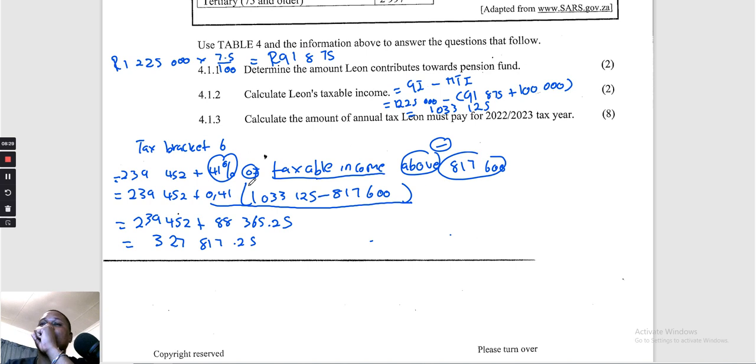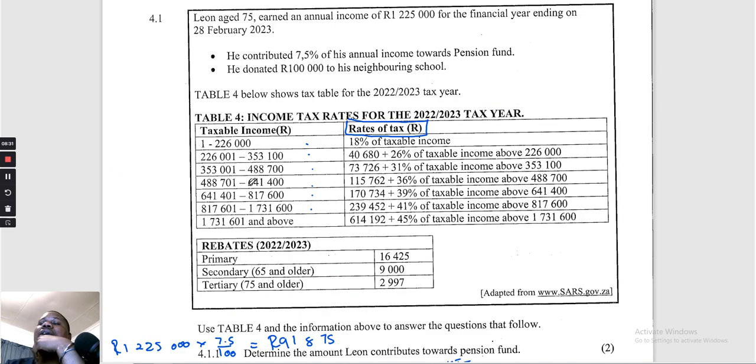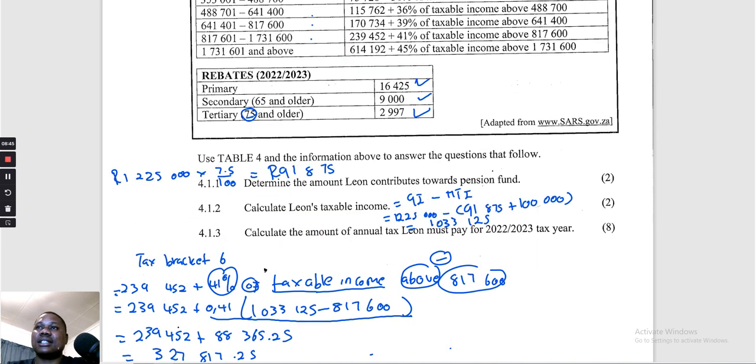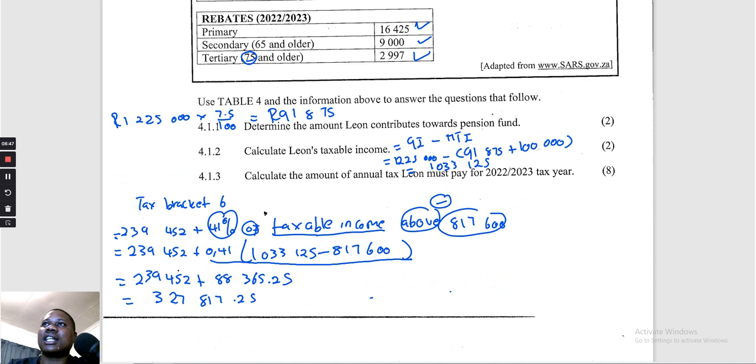I think Leon was 70 something years. Yeah, Leon is 75. So which rebate is he qualifying for? 75 is here. So remember, if a person is here, automatically that person qualifies for primary and secondary. So this person now qualifies for 3 rebates. So we're going to subtract all of those rebates.